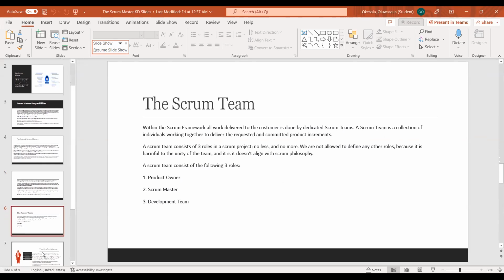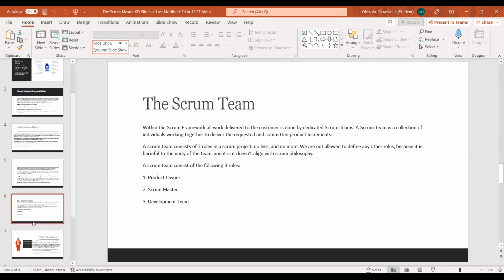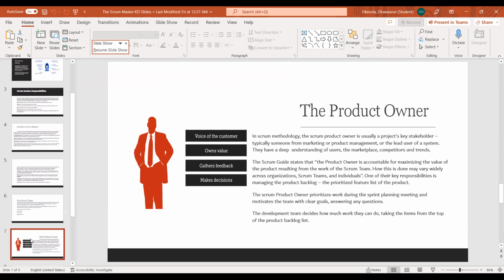Then we move into the Scrum team. So within the Scrum framework, all work delivered to the customer is done by the dedicated Scrum team. A Scrum team is a collection of individuals working together to deliver the requested and committed product increment. A Scrum team consists of 3 roles in the Scrum project, not less, no more, right? We are not allowed to define any other role within the Scrum team because it is harmful to the unity of the team and it doesn't align with Scrum philosophy. So a Scrum team usually will consist of a product owner, a Scrum Master, and a development team.